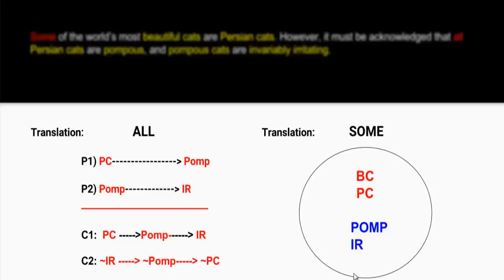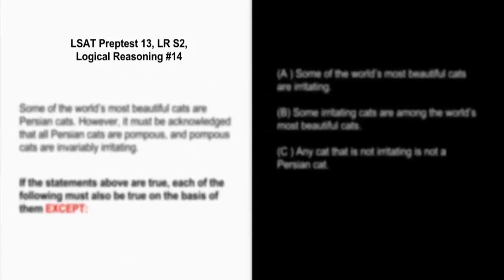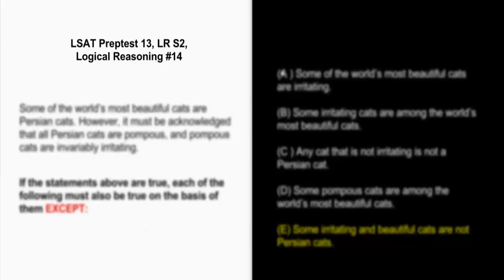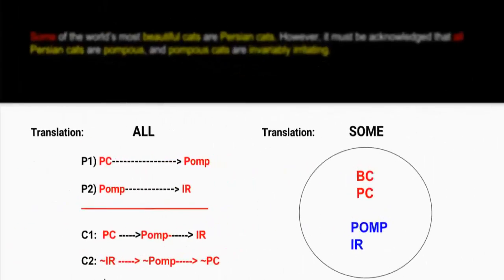These are all the things that you can infer about this logical reasoning stimulus. So let's go back to the question and find the right answer. For A, it says some of the world's most beautiful cats are irritating. Let's go back to this circle. Yes, it's in the circle here: beautiful cats, irritating. So we can infer that, so that's why that's wrong.